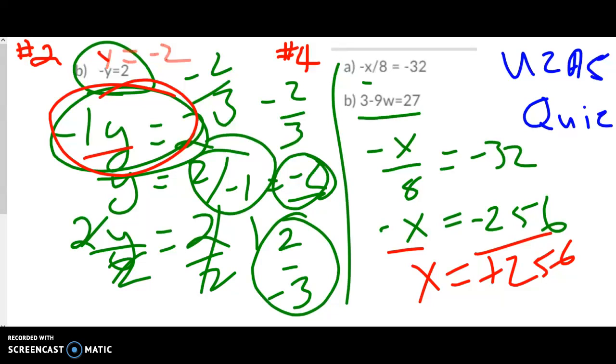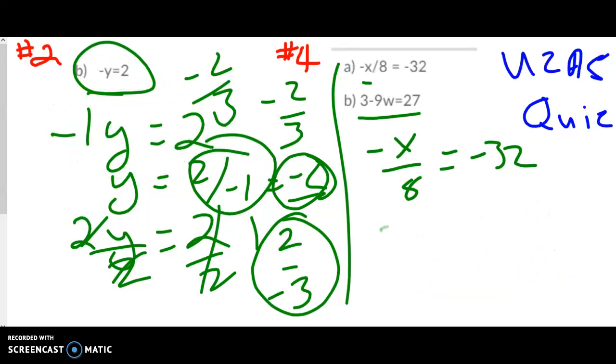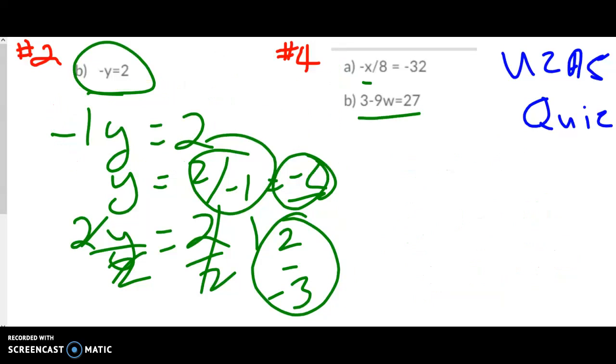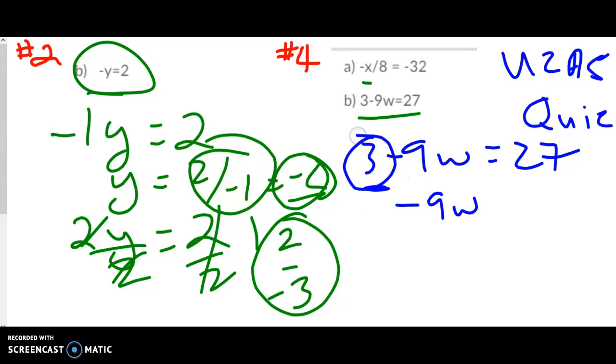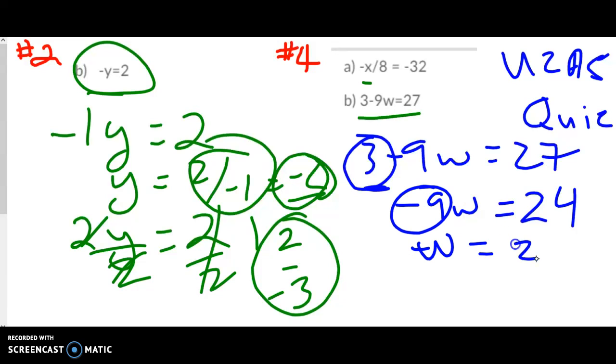Okay, the last question, which was B, let me just go over here, I'll do this in blue, is 3 minus 9w equal to 27. First things first, you want to get rid of the 3. So you end up with negative 9w. 3 is adding to the negative 9w on this side. So when you bring it over, you subtract it from both sides, and you end up with this. Negative 9w is equal to 24, because that's 27 subtract 3. So at that point, you're going to divide by the coefficient in front of the w, which is negative 9. So you have w is equal to 24 over negative 9.